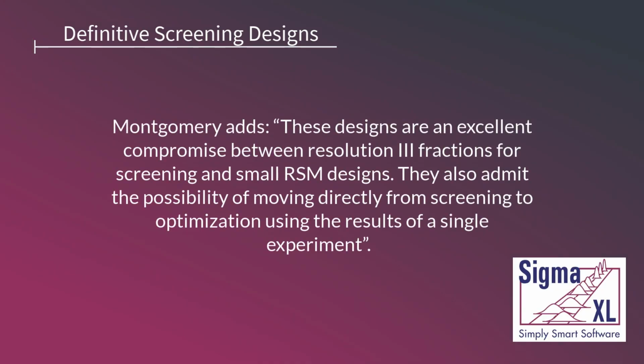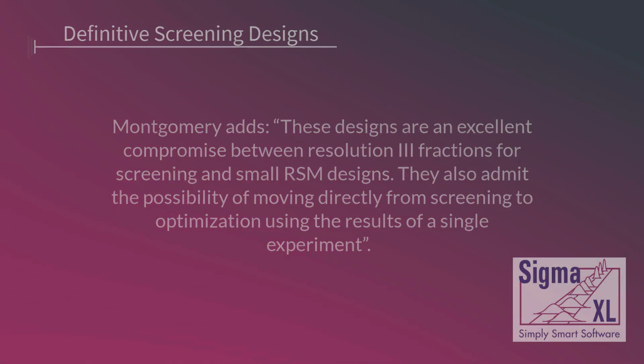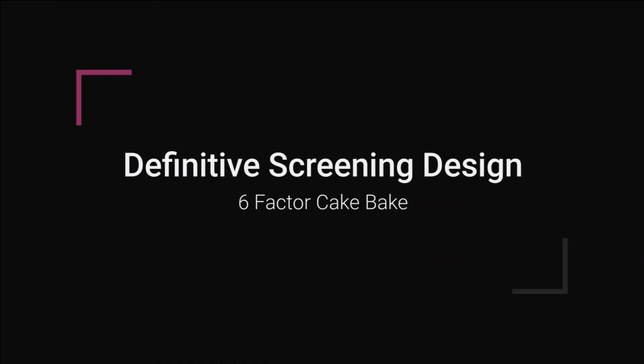Montgomery adds, these designs are an excellent compromise between Resolution 3 fractions for screening and small RSM designs. They also admit the possibility of moving directly from screening to optimization using the results of a single experiment. With only a small number of experimental runs, we'll identify the critical factors influencing cake quality and even explore quadratic effects, allowing us to transition quickly from screening to optimization.